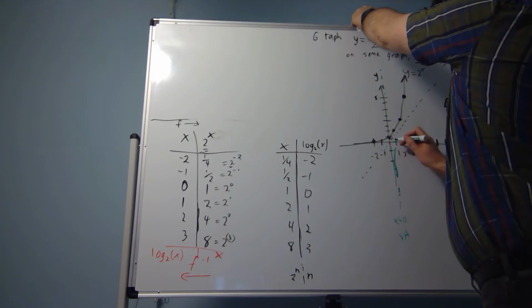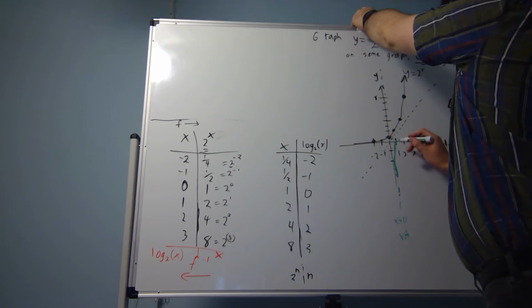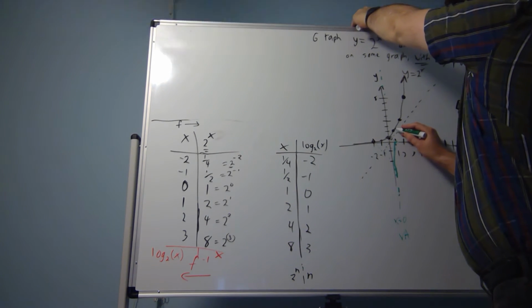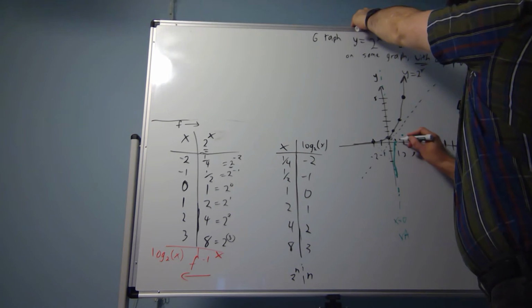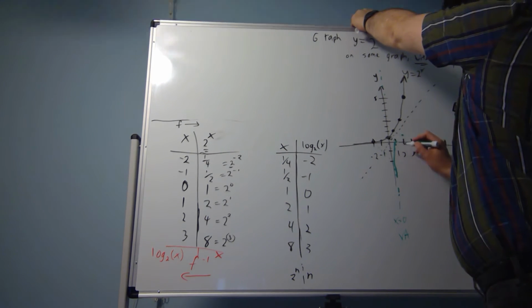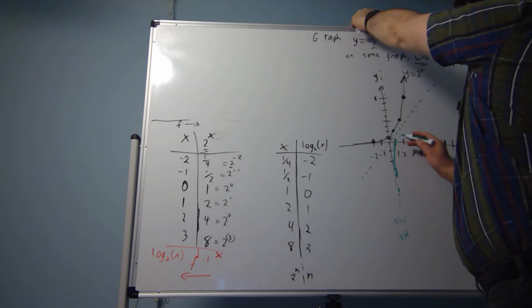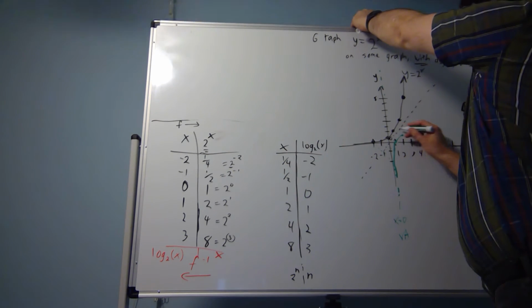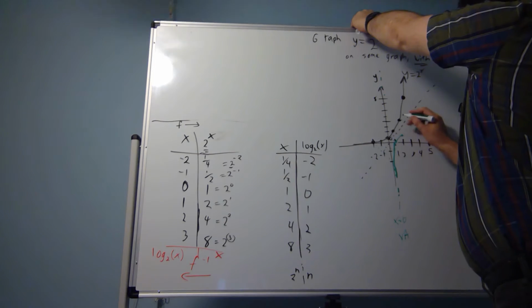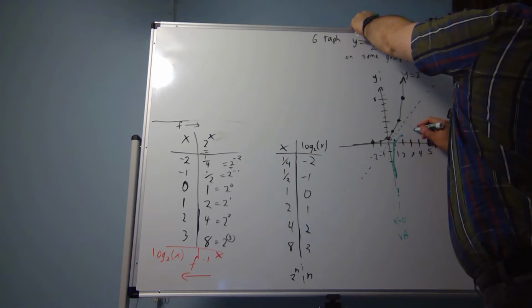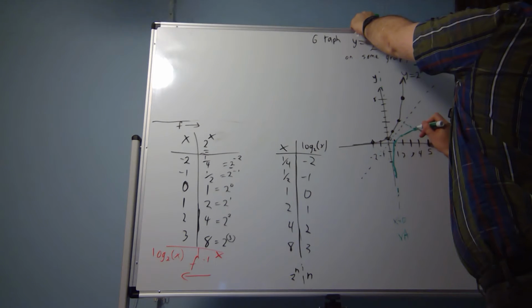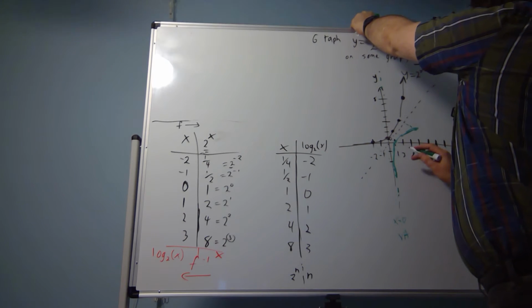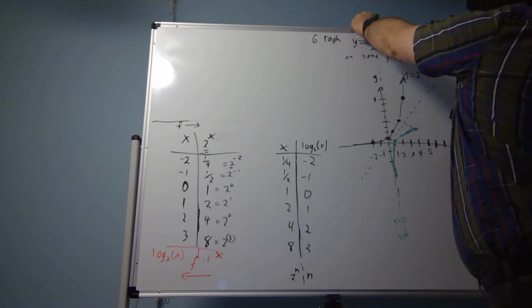That's kind of important. 2 to the 1 is 2, but then log base 2 of 2 is 1. So this 1, 2 becomes the green point 2, 1. 2, 4 becomes 4, 2. That one I didn't draw super duper well. If I had drawn this super duper well, this would be a little bit higher up. This would be a little bit lower down maybe. But anyways, 3, 8 becomes 8, 3.